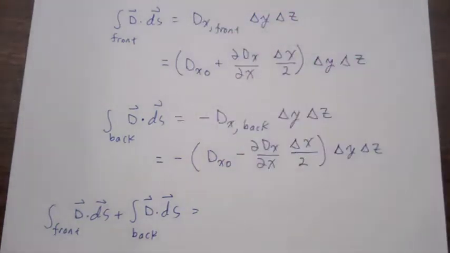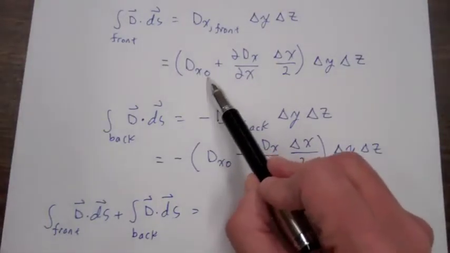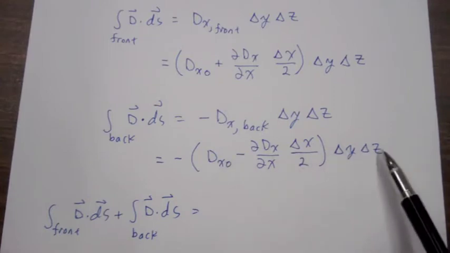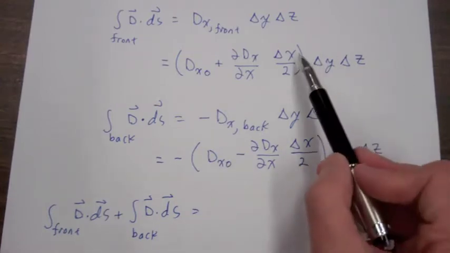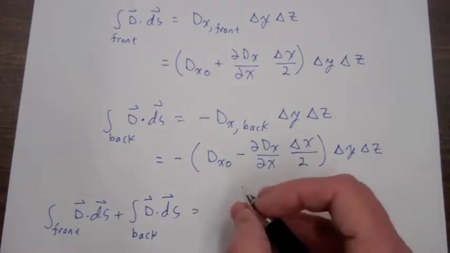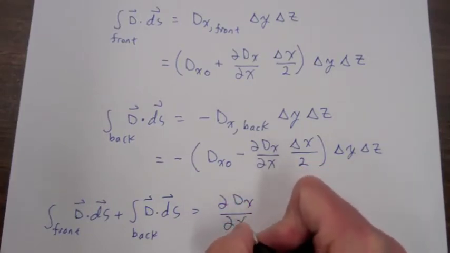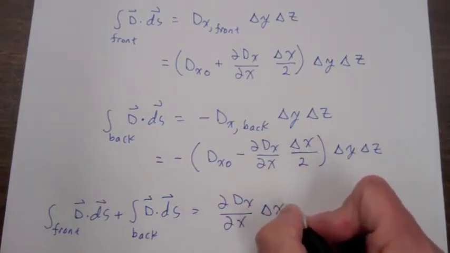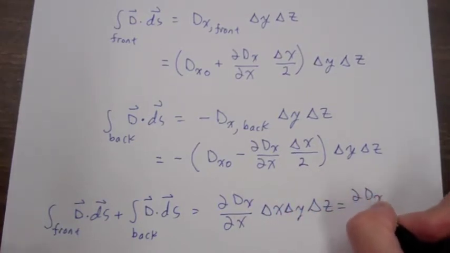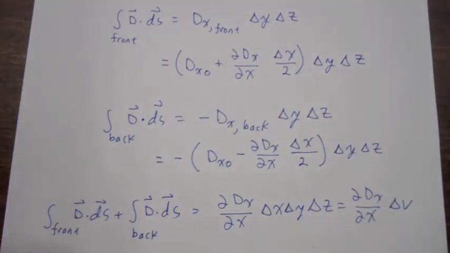So now let's add these two. Okay, so we see we're going to have a d sub x 0 delta y delta z minus a d sub x 0 delta y delta z, so those cancel. And the second terms here with the minus times a minus will add, so the result will be the partial of d sub x with respect to x times delta x delta y delta z, which is just the partial of d sub x with respect to x times the volume of our cube, delta v.